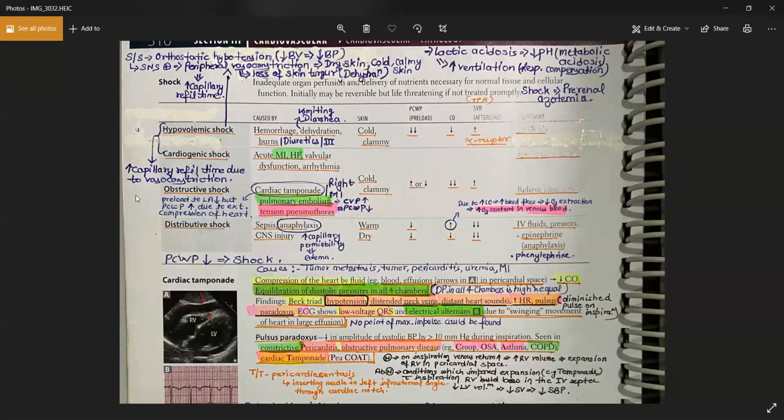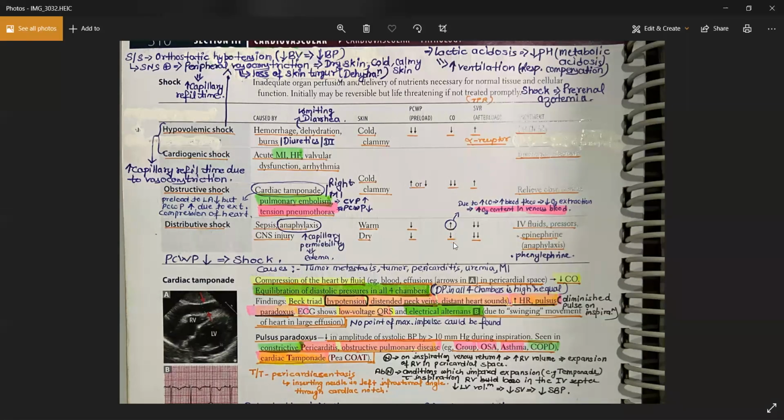Okay. This distributive shock can also happen after the CNS injury. When your brain is dead, what's going to happen? The sympathetic system is lost. So you will again have a widespread vasodilation. So again, the warm and dry skin. But because the sympathetic supply to your heart is also lost, you will have a reduced cardiac output.